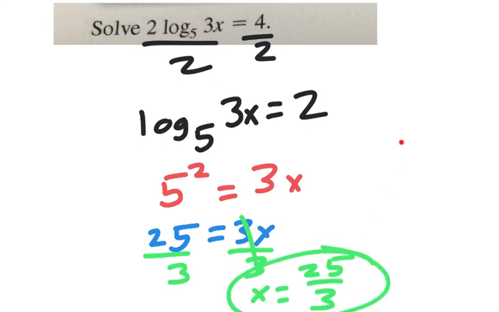Now again, plug in. Make sure it does not make the argument negative. So 3 times 25 over 3, that's going to be 25. So the argument is still positive. Therefore, this works as a solution.